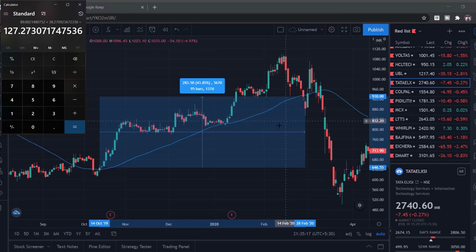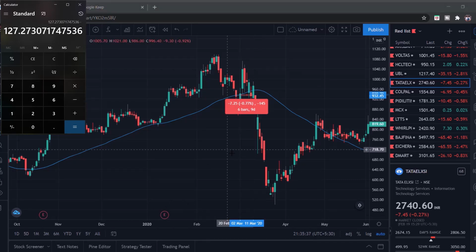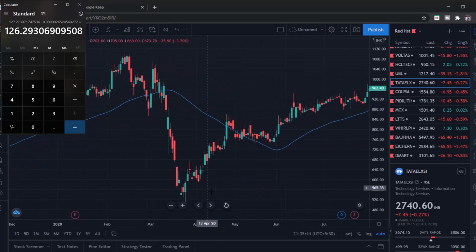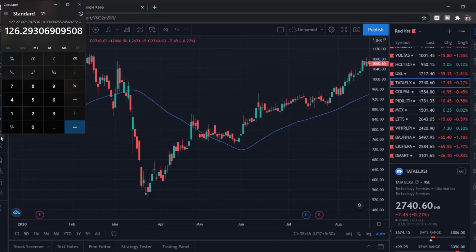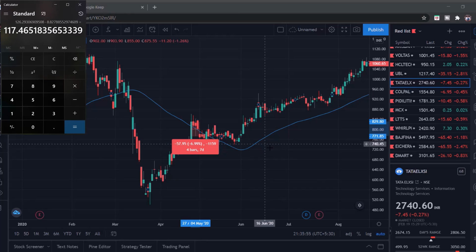And all right, so we again re-enter over here and we again lose a little, that is minus 0.77%. Okay, and it saves us here from the downfall. We will be re-entering here and we will again be losing another minus 6.99%.